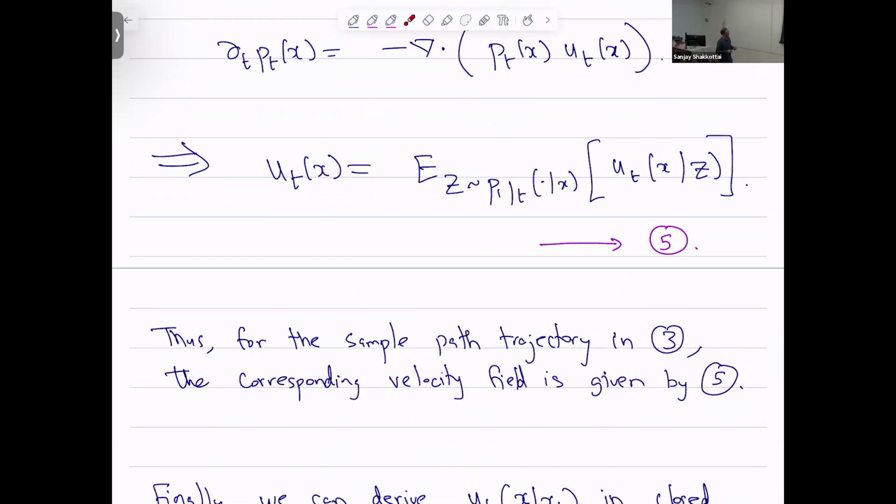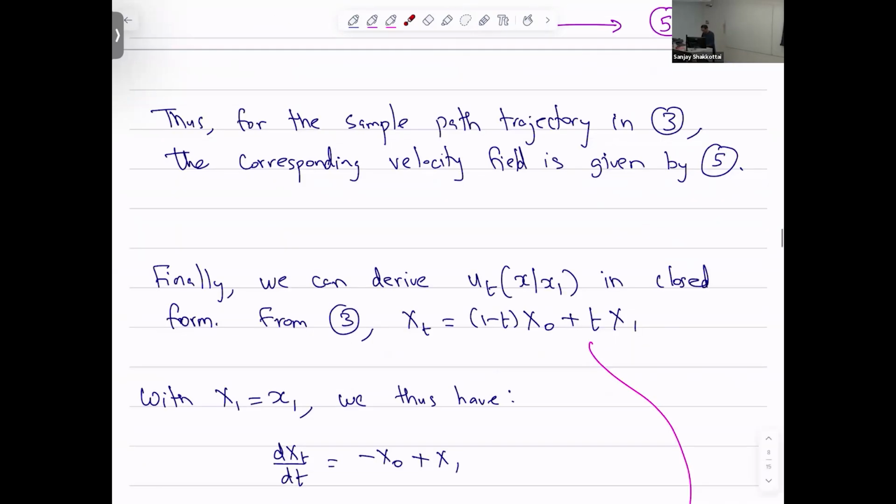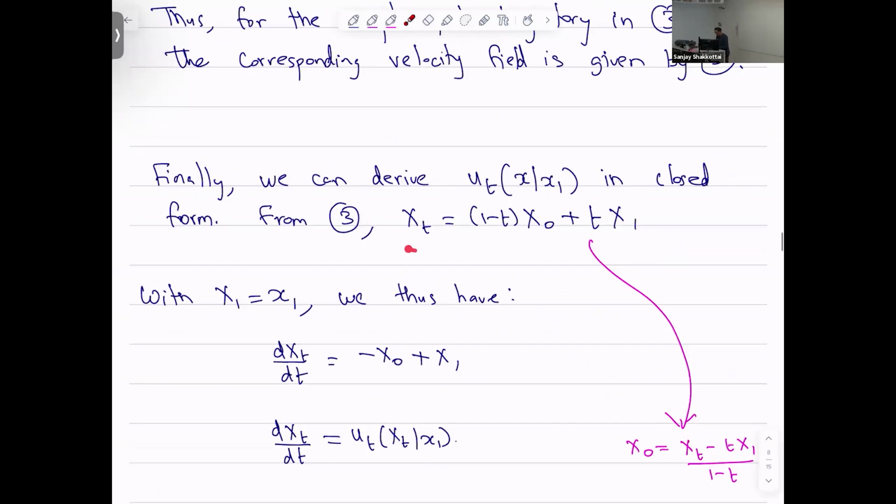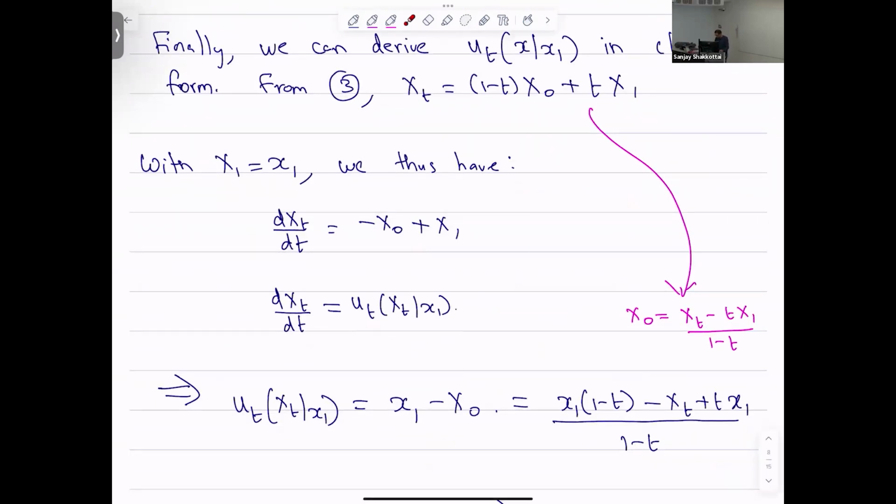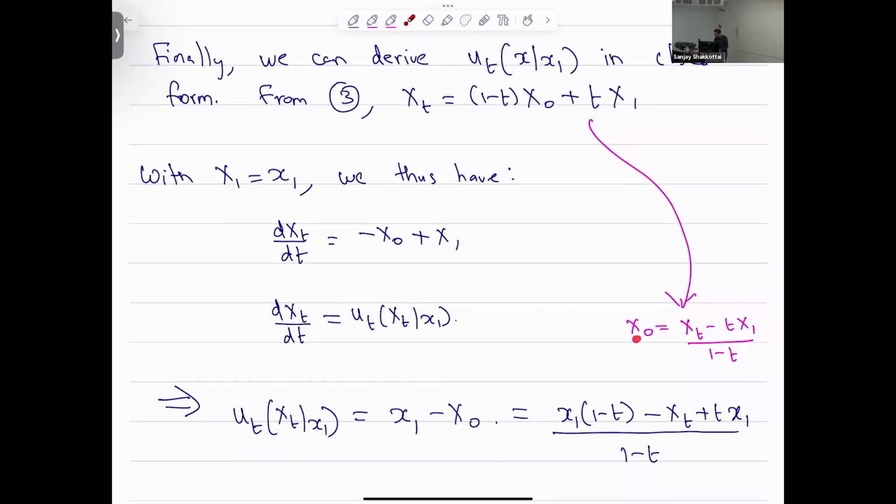Average out all the paths that I would have gone to, given I'm ending at z, and just average those. Exactly. That's all it's saying. I want paths to be linear, then I'm good. Now we'll use the linearity. This is the path I want. So dxt by dt is minus x0 plus x1. But dxt by dt is also the same as the conditional velocity field. So I can equate these two and say that the conditional velocity given x1 is little x1 minus x0. But what is x0? Well, x0 is xt minus t x1 by 1 minus t. I'm just rewriting this.